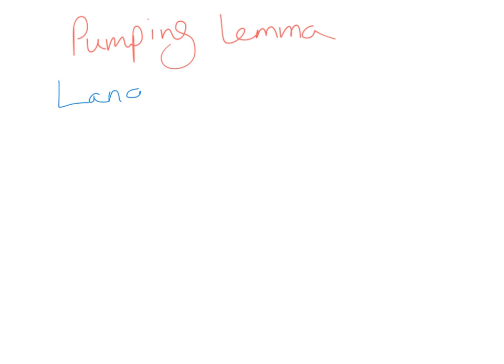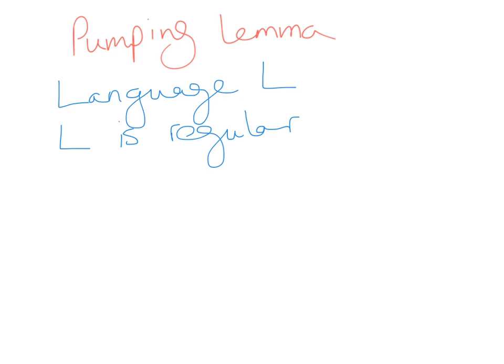So the idea with the pumping lemma is that we know that if you have a language that is regular, so let's say I have a language L, and the important thing is that the language L is regular. So this is what the pumping lemma is about. Not how we use the pumping lemma to prove that languages are not regular, but just the fact that the pumping lemma says if you have a language L and L is regular, then there is some number M.